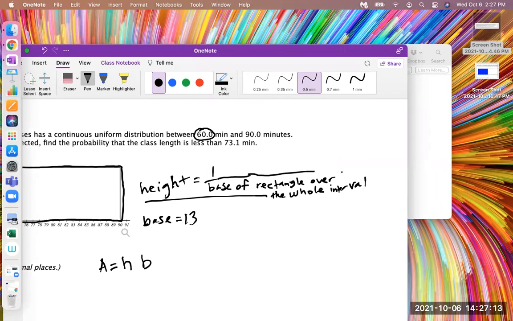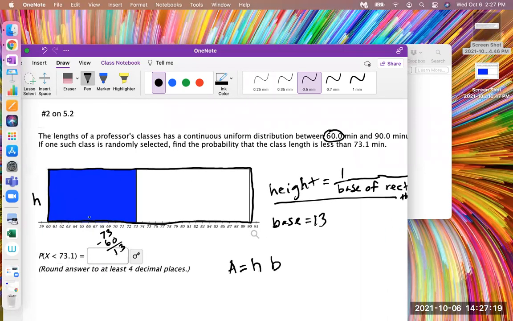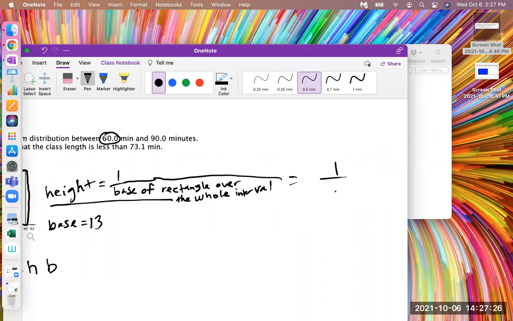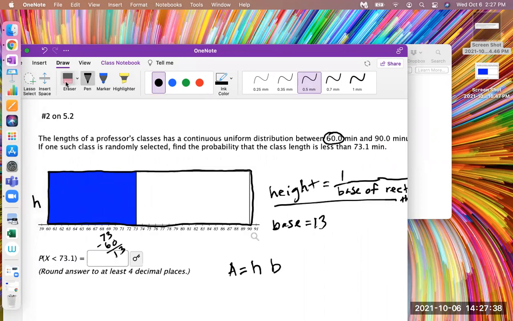Okay, so when we think about the base of that rectangle, it's 90 minus 60. So that would be 1 over 90 minus 60. So that's 1 over 30. So the height of this rectangle is 1 over 30. And then the base is different. Now we've calculated the height of the uniform distribution.